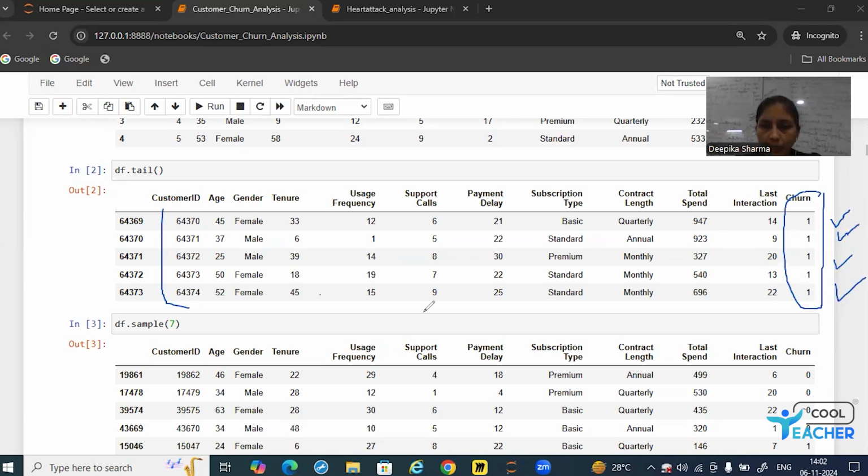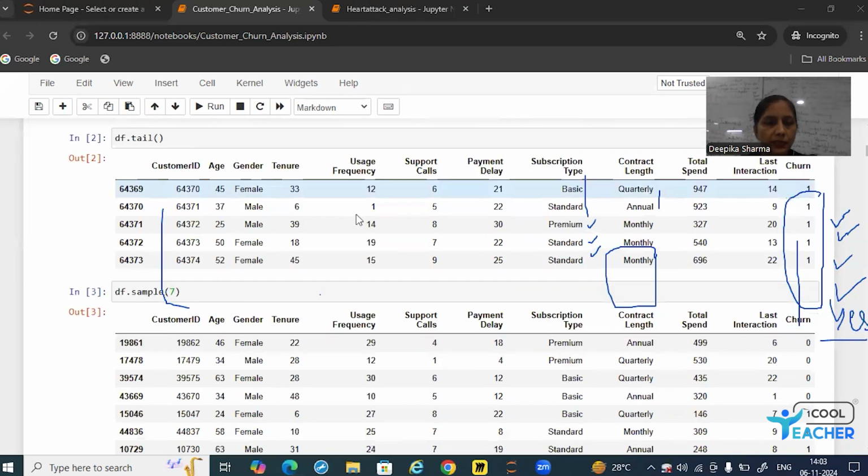And they had taken a contract length. Here you can see what type of subscriptions they have taken, such as the basic, standard, and premium one. And what is the contract length? The contract length is monthly here. You can check it out, please. Monthly is the contract length, and the churn label is 1. 1 means yes, the customers have left the subscription in these cases.